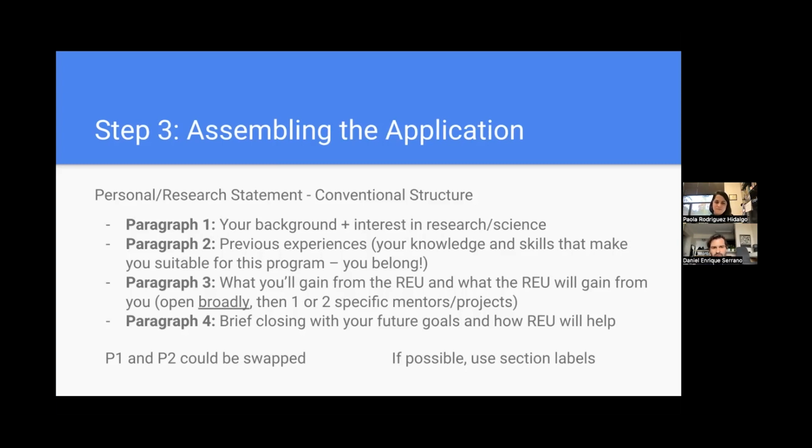And so, what things make you a good fit for the program, because you actually belong in these programs, okay? You just have to convey that in words. And then a third paragraph would be what you will gain from the REU and what the REU will gain from you, because you are someone that's learning physics, and you're already bringing knowledge, bringing new ideas. You're a creative person, so you can bring things to the REU, and you should convey that.